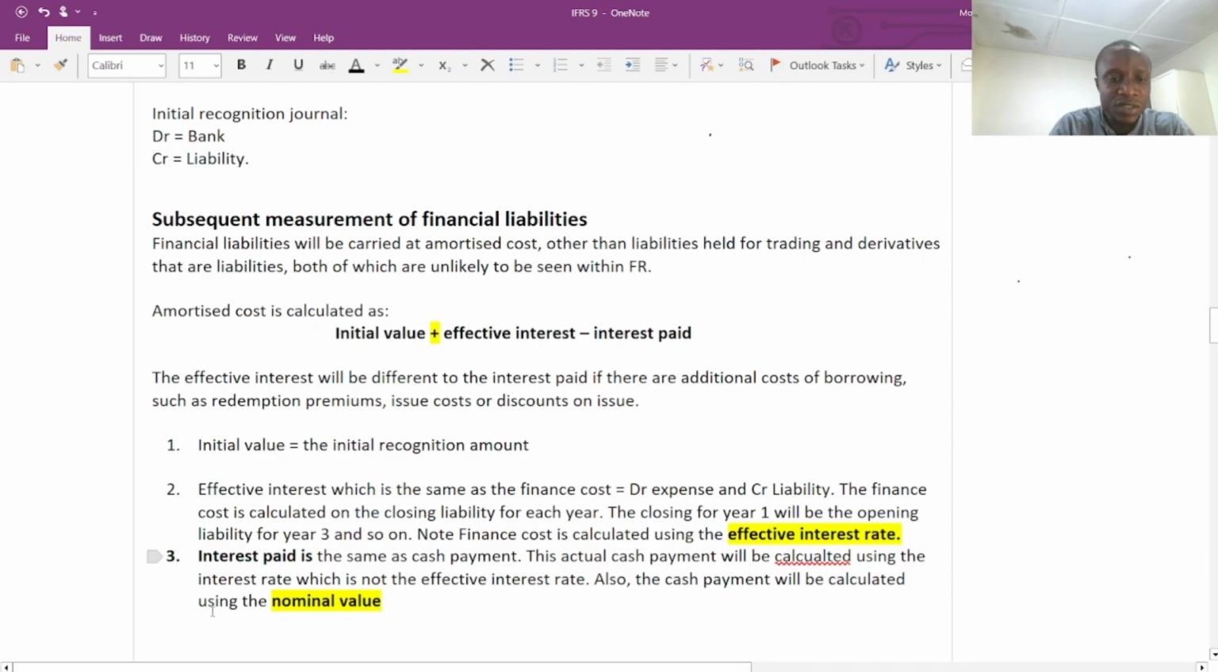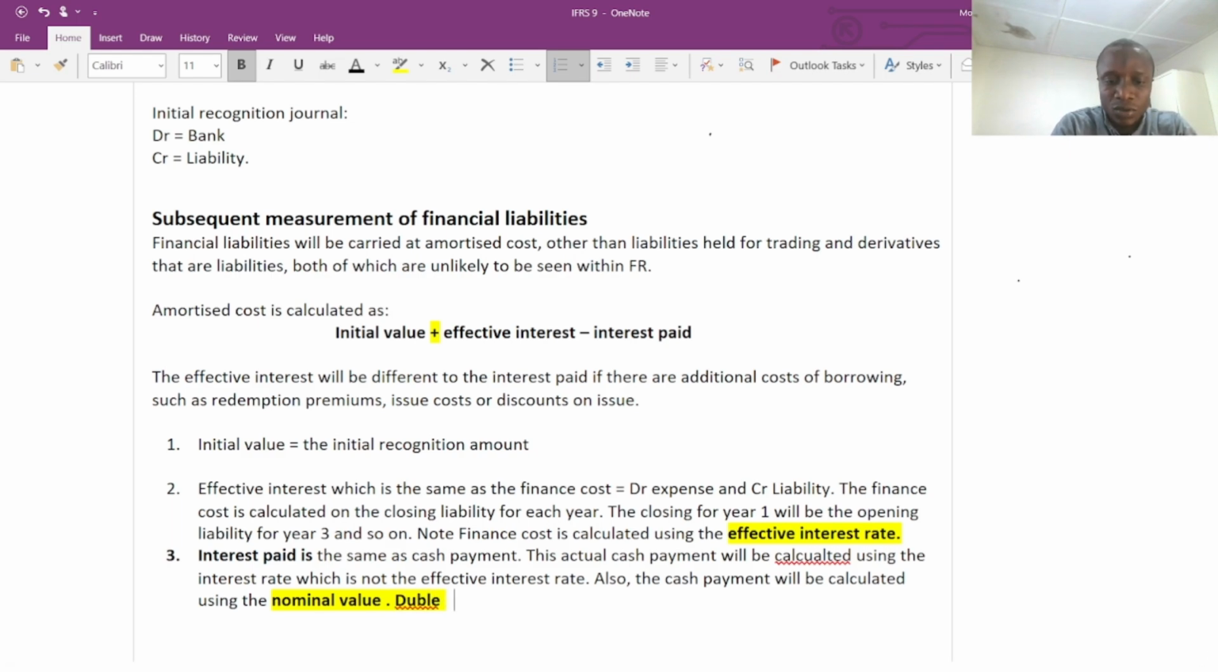Now, the double entry for the finance cost. The double entry or the journal: we are going to debit the liability because we are going to reduce the liability, and we are going to credit bank because we are going to make a cash payment.